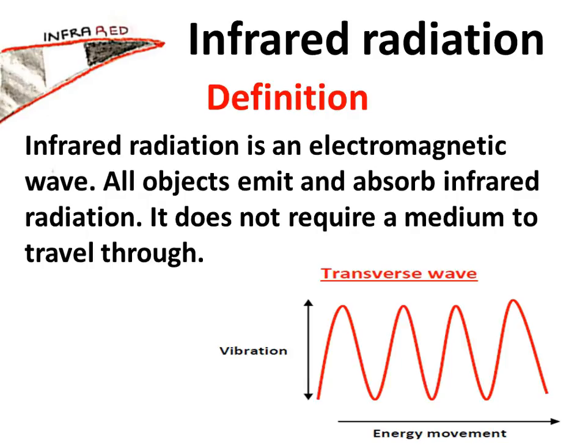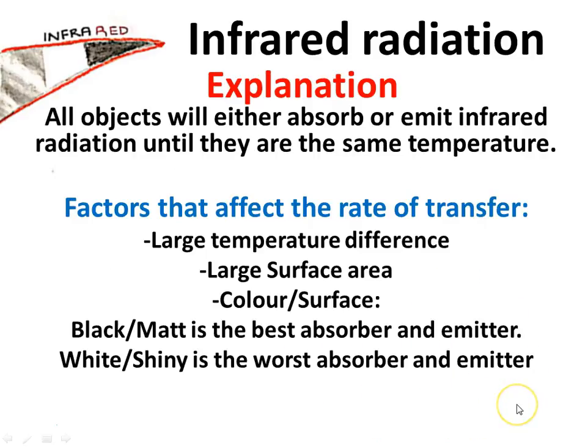Infrared radiation is a transverse wave. All EM spectrum waves are. And the special thing about this is that the vibrations or oscillations, we can call them as well, are perpendicular to the direction of energy transfer. Okay, that's a key thing you need to know about them. All objects emit or absorb infrared radiation until they are the same temperature as their surroundings. Okay, so it will do it until then. It can't do it after then.